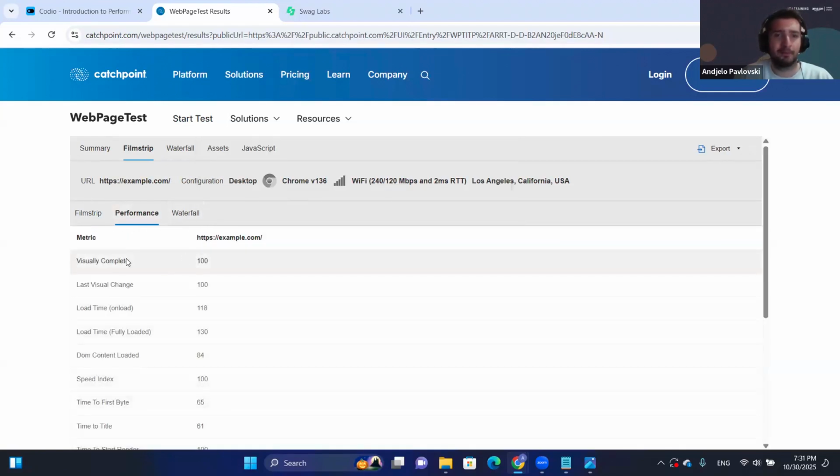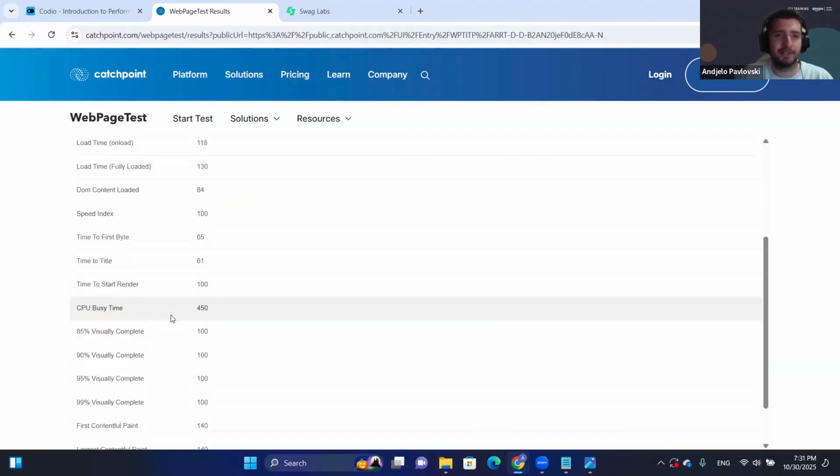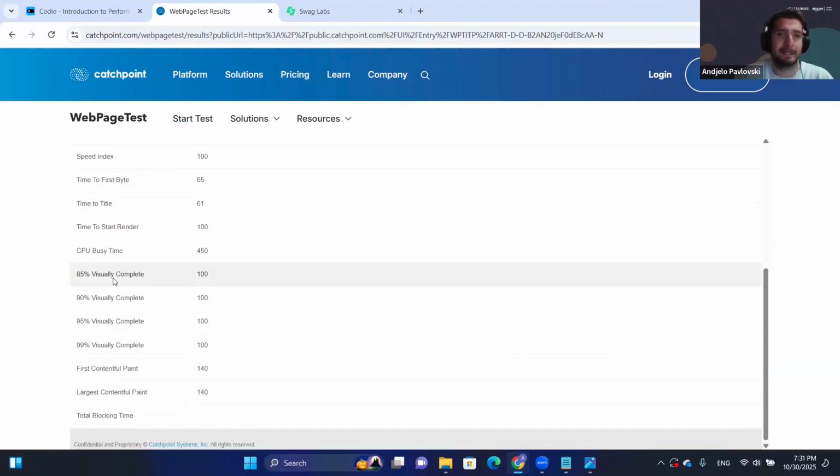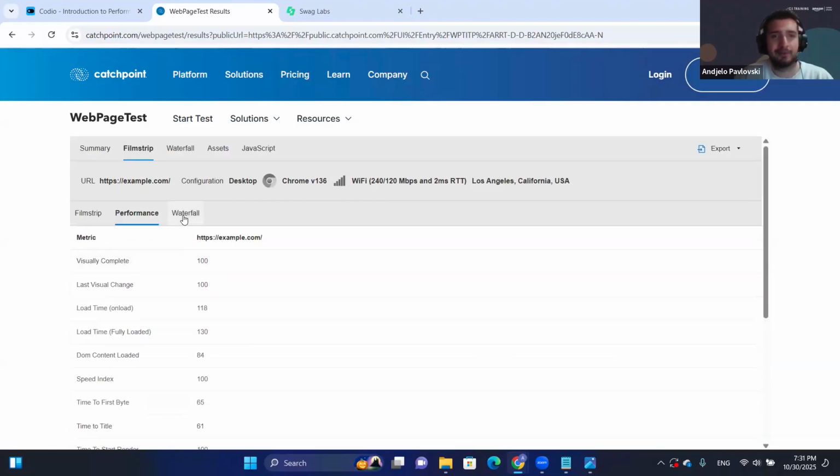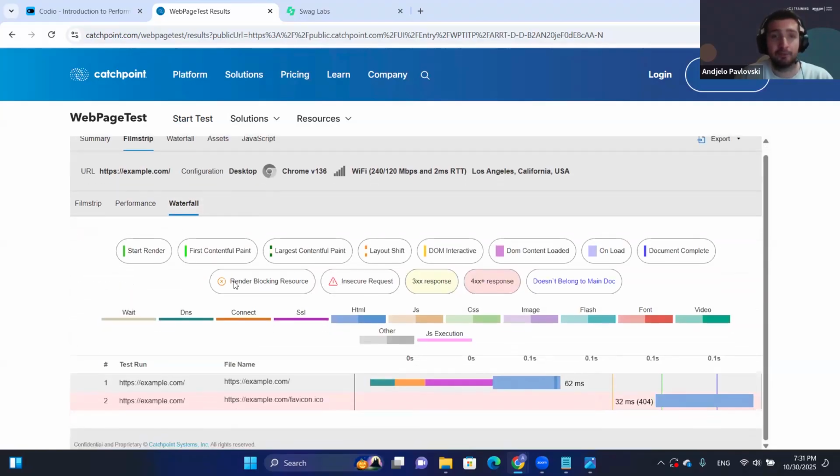Then you can open up the performance. Again, you will see a lot of information here. These are basically just additional information for your page. We have the waterfall view, so you can see it's again similar to what we looked into in the performance tab.